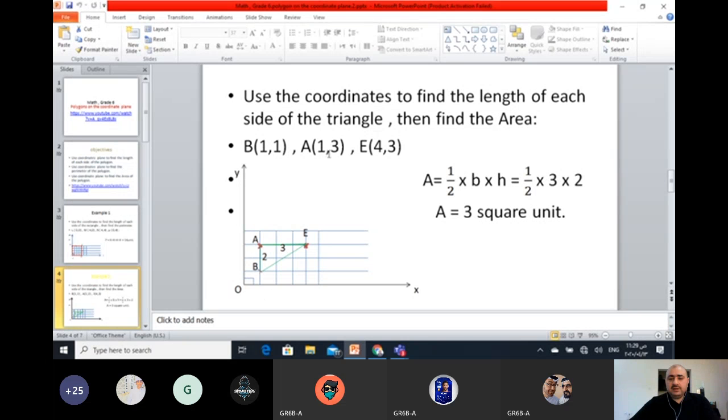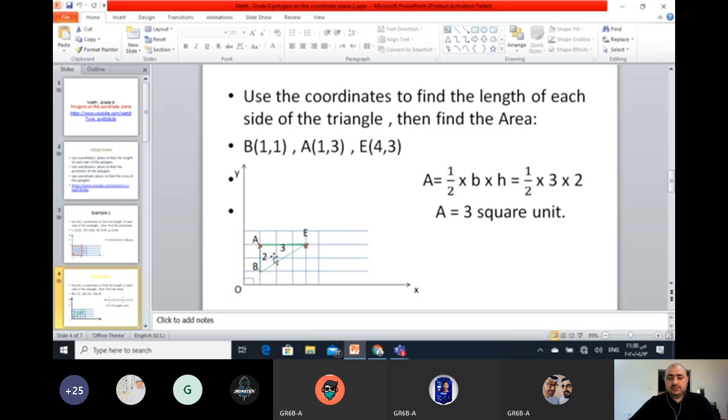Then A, we have 1 in x, 3 in y. 1, 2, 3. This is A. Then E, 4 in x, 3 in y. 1, 2, 3, 4. This is 4 in x, 3 in y. 1, 2, 3. This is 3 in y. This is the E. Then match between the points. Draw line from A to E, then from E to B, then from B to A. We'll find the polygon here will be a triangle.